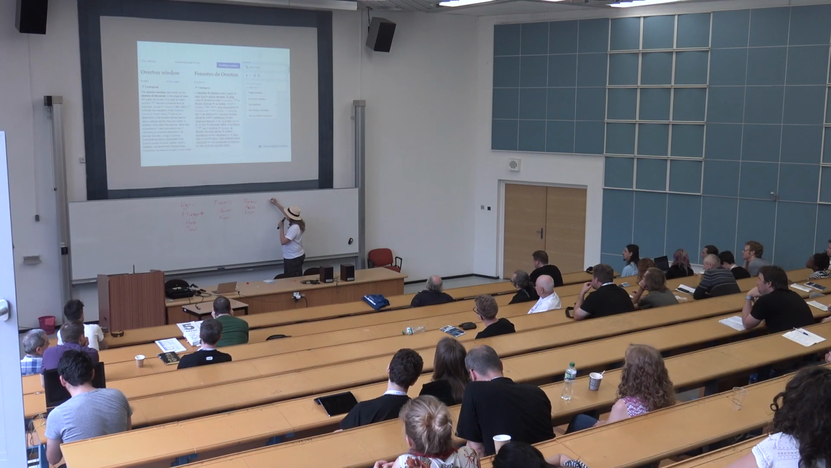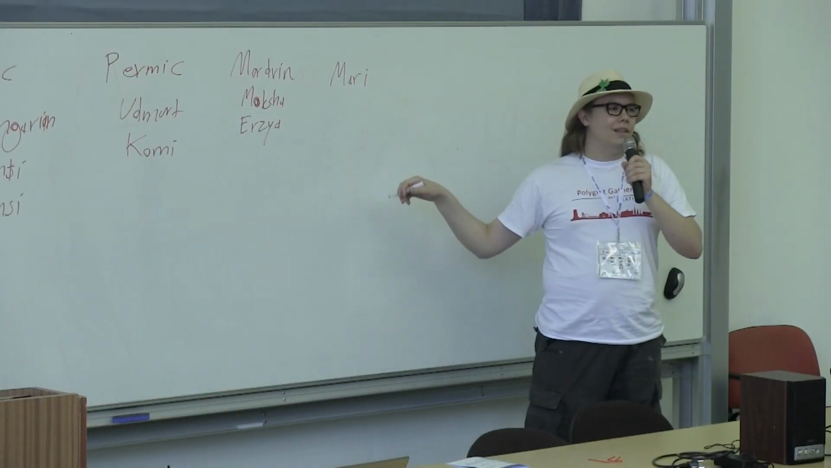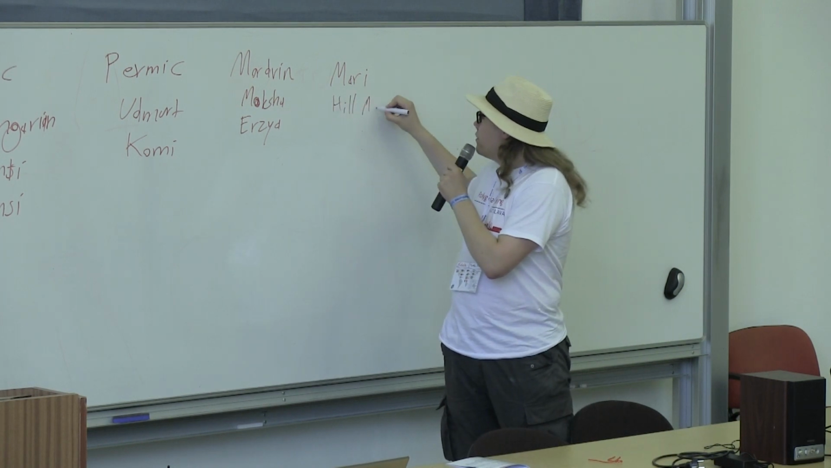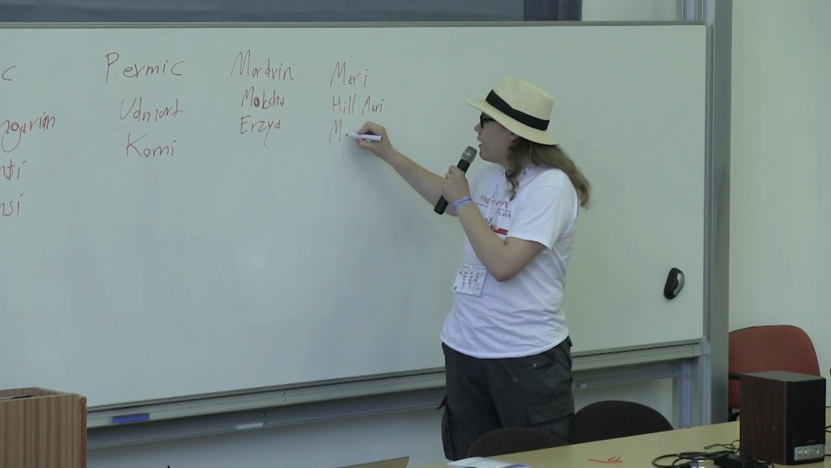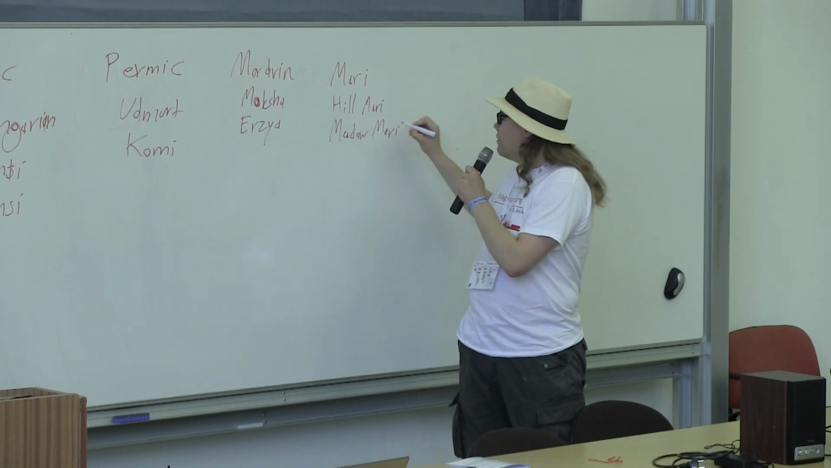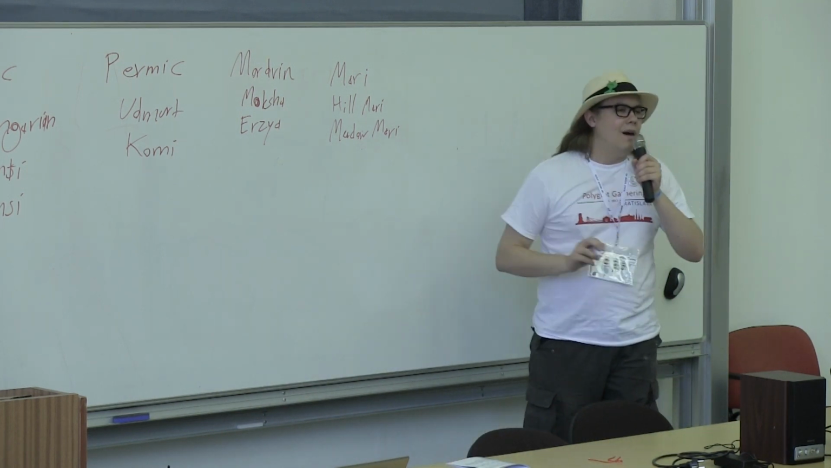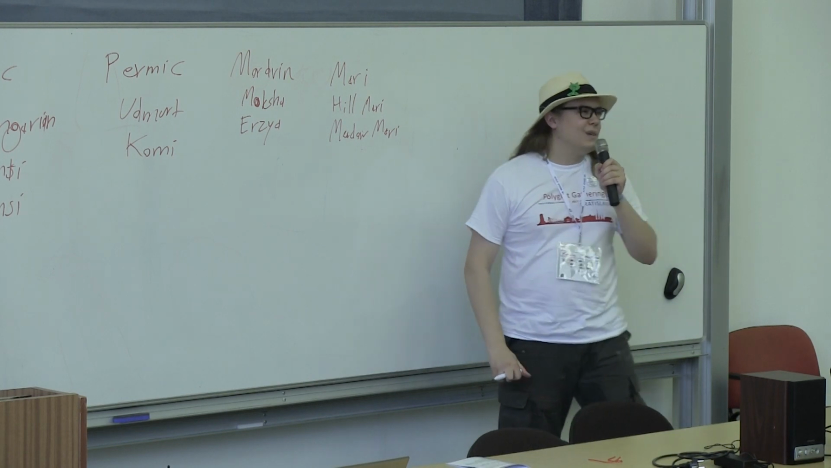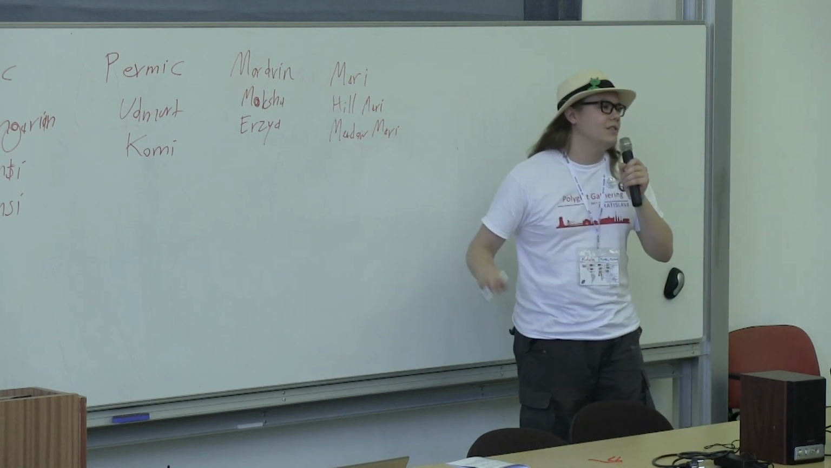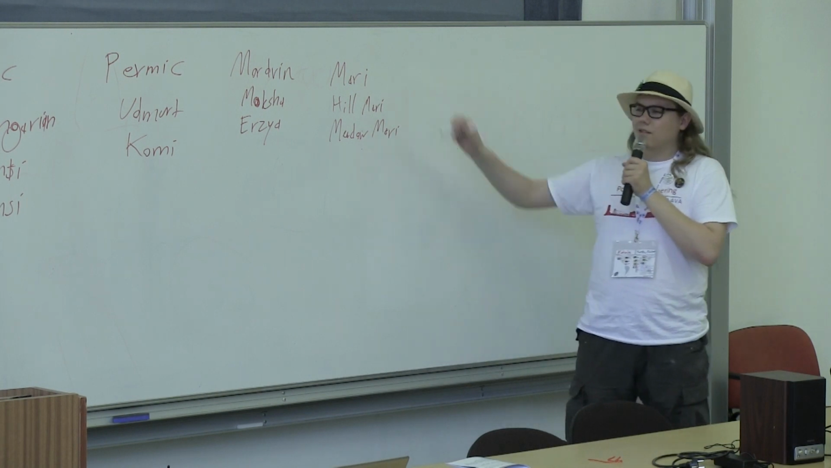There's Mari, which I think has a couple of varieties, Hill Mari and Meadow Mari. I don't actually speak Mari or know that much about the structure, so I unfortunately can't tell you how different Hill Mari and Meadow Mari actually are from one another, whether we should be calling them languages or dialects of the same language, but they're there.